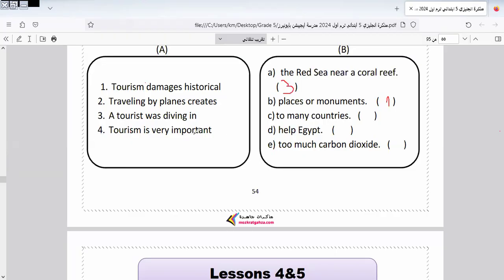Okay, tourism is very important to many countries. It's important to many countries. Number 4. So here we have traveling by planes creates too much carbon dioxide. It will be number 2. Okay, let's go to another one.